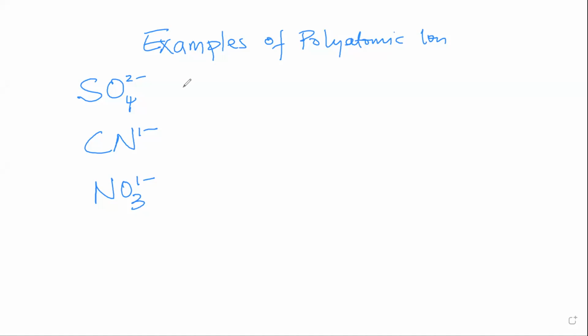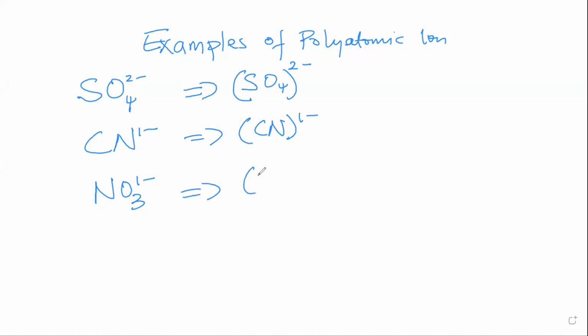To make this more understandable, this is the way you see it in textbooks or anywhere they write it. But what it actually means is this: this is a group of atoms, and together they have this charge. That's what polyatomic ion means. Group of atoms with a charge.